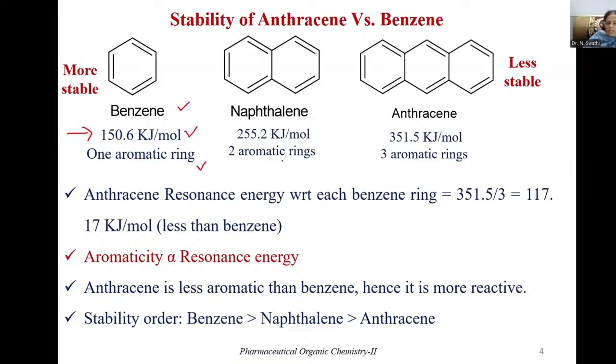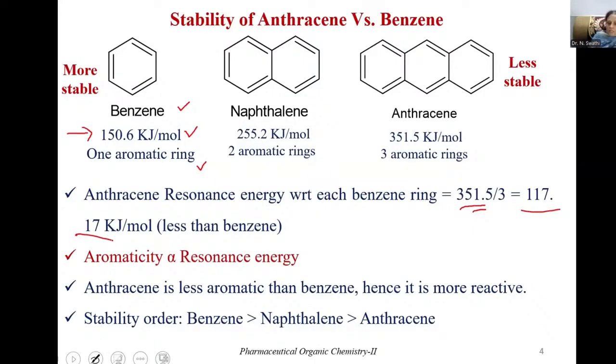As discussed under the naphthalene course video, for anthracene also we have to consider the resonance energy with respect to each benzene ring. For that, we divide 351.5 by 3 because it consists of three aromatic ring systems. Then we get around 117.17 kilojoules per mole. Benzene has 150.6 kilojoules per mole. Naphthalene, with respect to each benzene ring, has around 227 kilojoules per mole, as discussed in the earlier course video. While for anthracene, with respect to each benzene ring, it is only 117.17 kilojoules per mole.